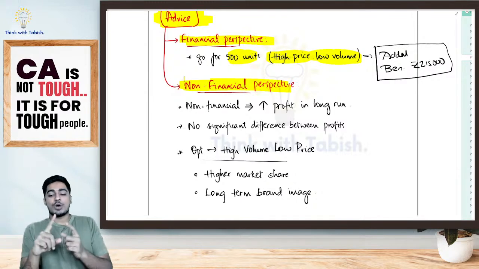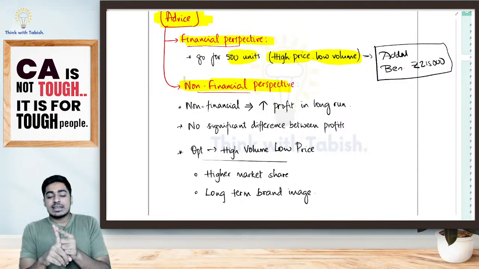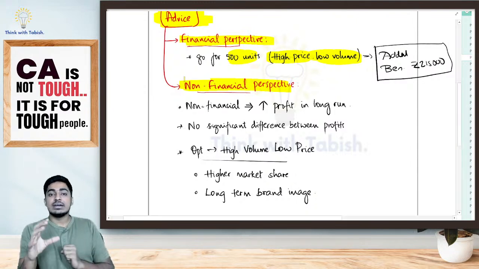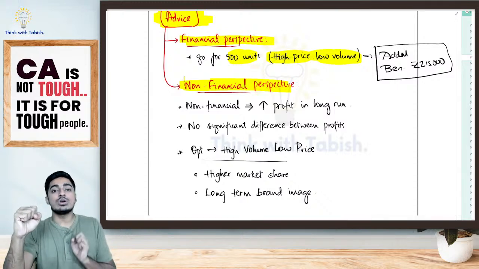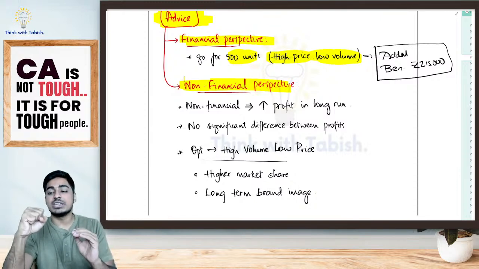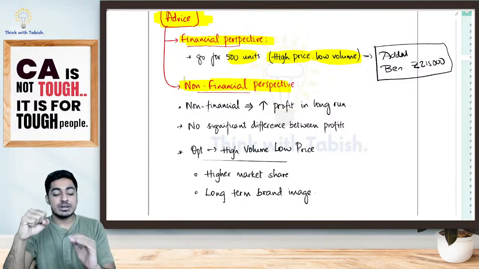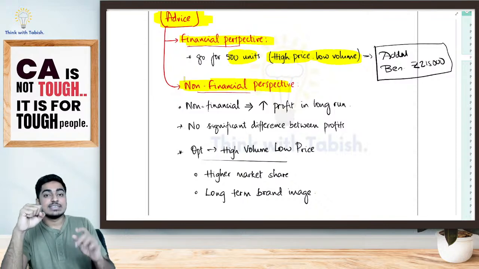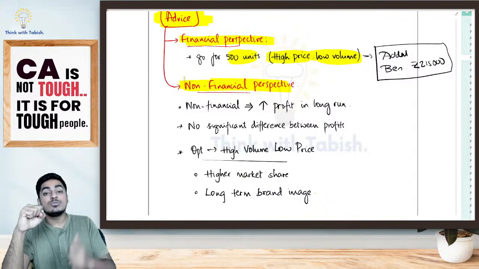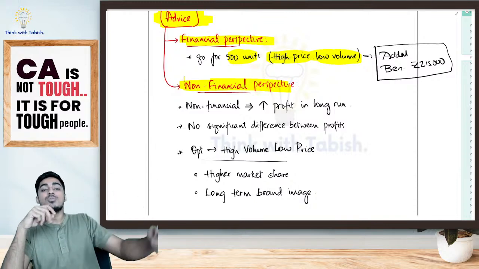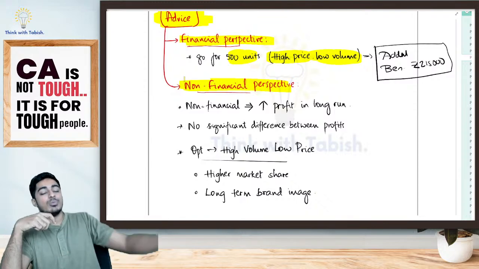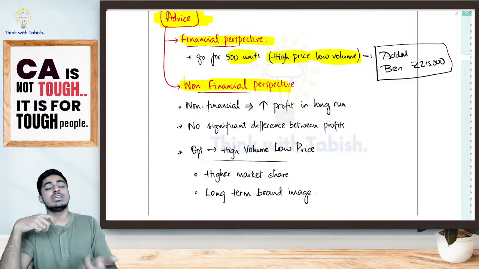Suppose I am telling, yes, option number 1, I can sell my CA final classes for 20,000 rupees and I can earn, say for example, 10 lakh rupees per annum. Or else I can give it off at 2,000 rupees and I can earn 9,50,000 rupees. Obviously, from a financial perspective, this is better. But from a non-financial perspective, if I'm selling it at a low price, I'm going for a higher volume. It is reaching more students. If the classes are good, more students will keep coming. So in the long term, it is going to benefit me.